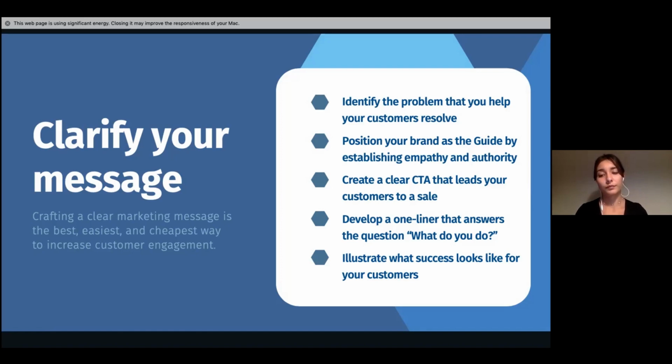That's very important. Okay. So this is how we clarify your message, making sure you draft a message that is the best, easy, and cheap way to increase your customer engagement. Yes, clarifying your message is probably one of the easiest and cheapest ways to generate more leads.